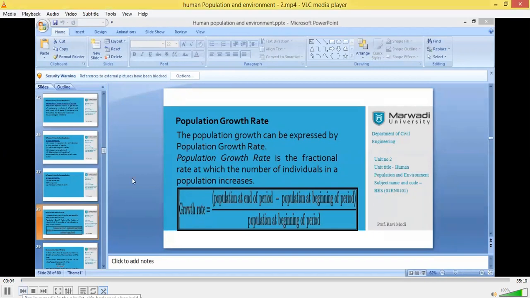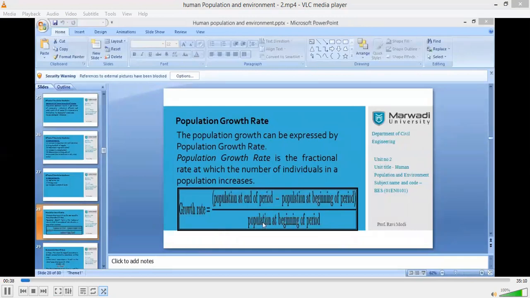Okay, so our first point of discussion for today is population growth rate. The population growth rate can be expressed by a certain formula. Population growth rate is a fractional rate at which the number of individuals in a population increases. Here the particular formula is given to you. What it suggests is the population at the end of the period minus the population at the beginning of the period, divided by the population at the beginning of the period.